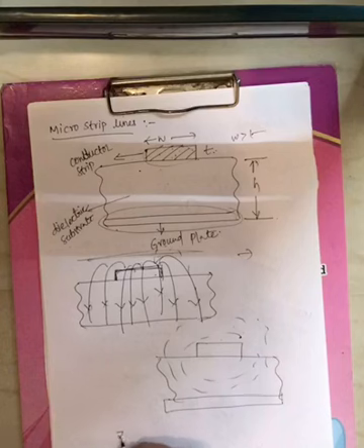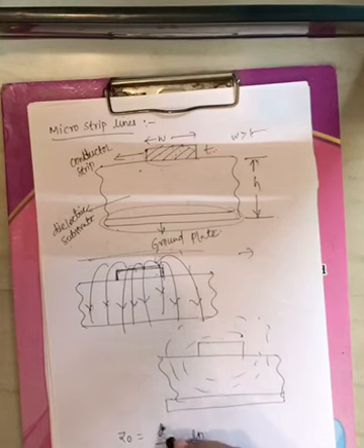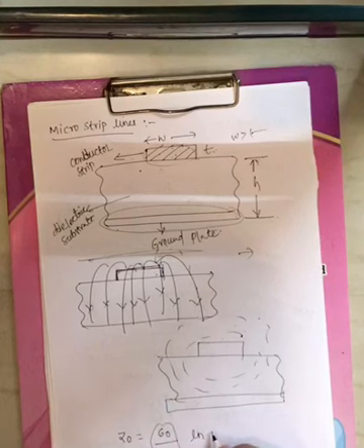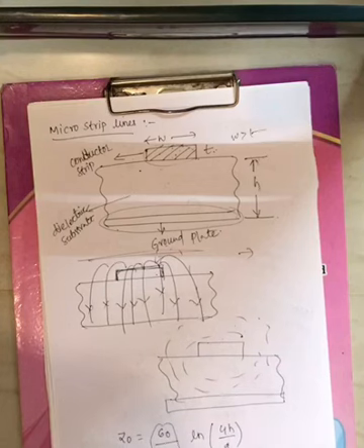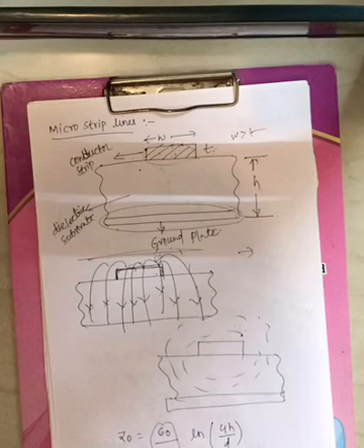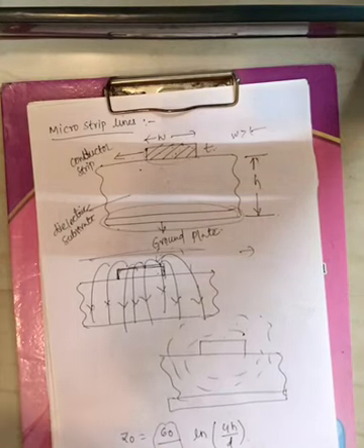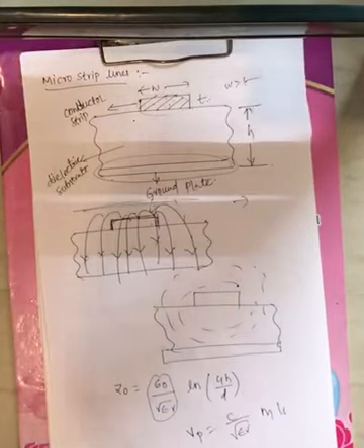Now the Z0 characteristic impedance expression is given by 60 by under root of epsilon r, ln of 4h by d. See, for every multi-conductor transmission line, this part will remain the same, the other will vary. H you know, right? And d is nothing but the diameter of the wire over the transmission line. Now let me briefly explain. You know the velocity of propagation Vp is given by c by under root of epsilon r meter per second, right?